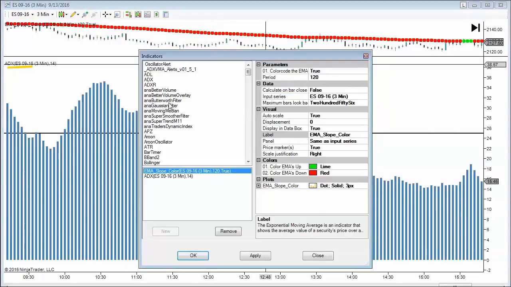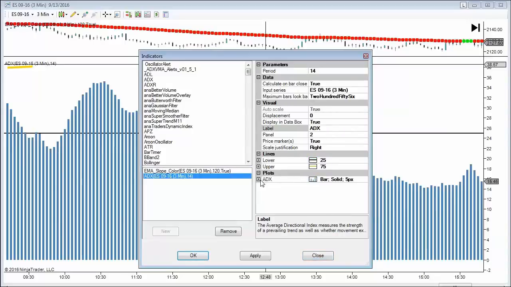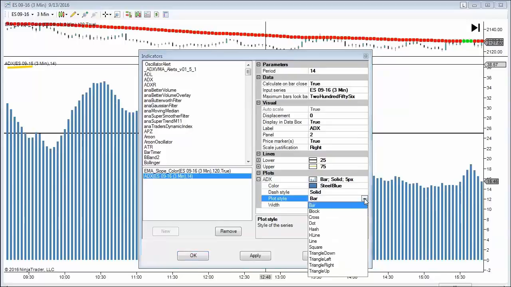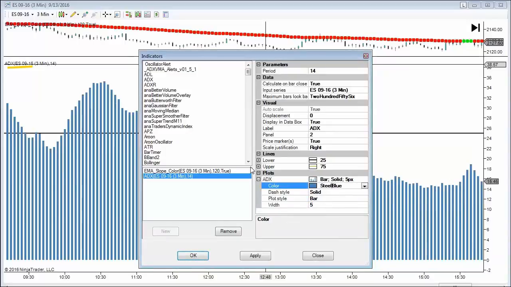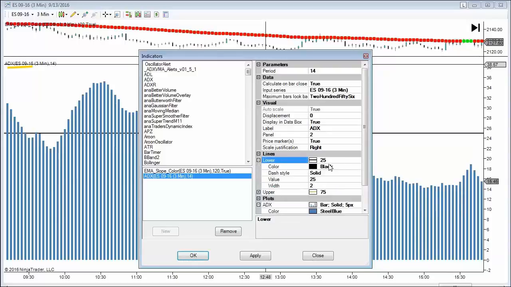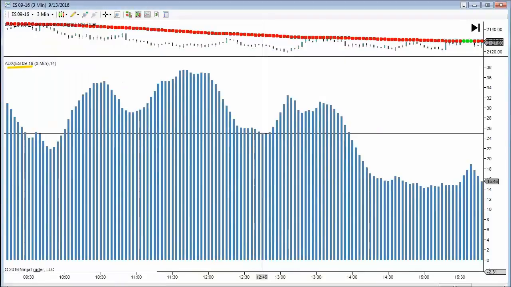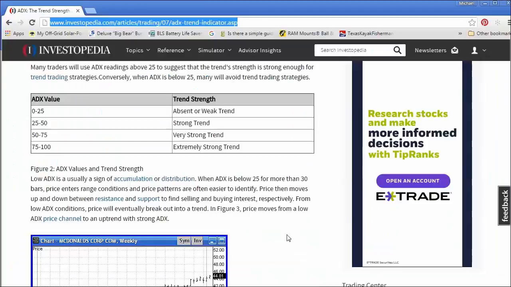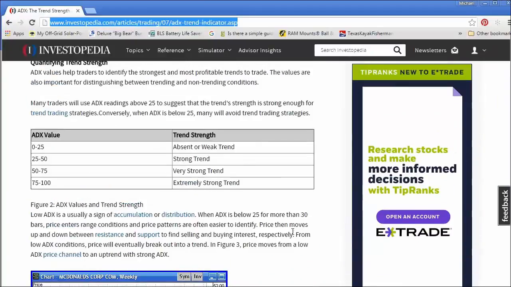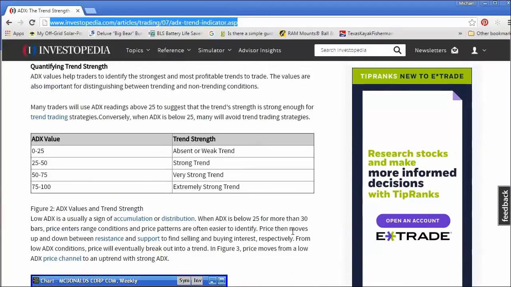When you right click on your chart, you'll see that it's one of the very first ones at the top alphabetically. So I've got mine here set to plot as a bar, and I'll show you why in a moment. I've changed the color to steel blue, and I've changed the default from 30 on the lower line to 25. Now, why did I do that? It's actually related to the chart in the Investopedia article.